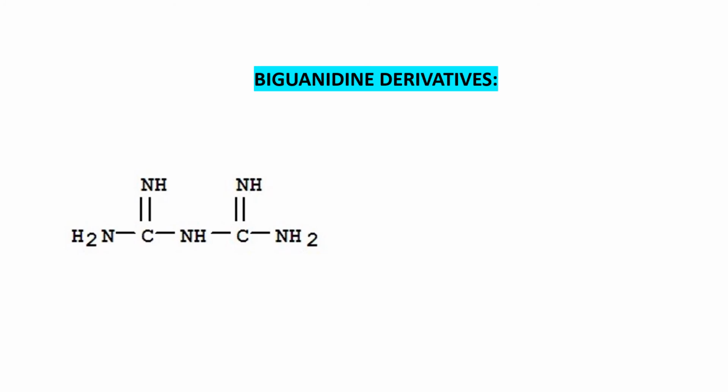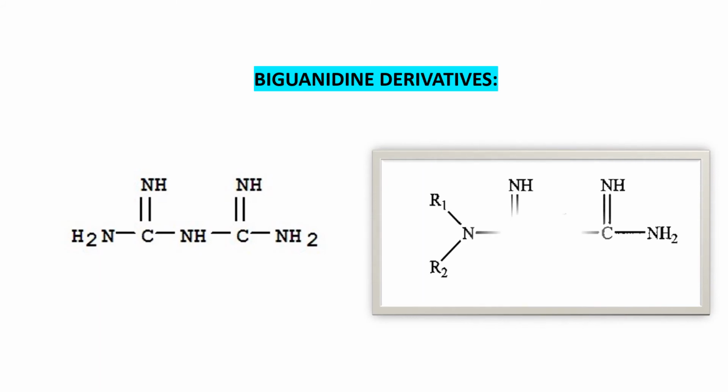Now this is the structure of your biguanide. Now this is the structure of your biguanide derivatives. In the drug, whatever your substituent groups, those substituent groups are present at this nitrogen. See, the substituent groups are present at this nitrogen. Your hydrogen atoms are replaced by your substituent groups.